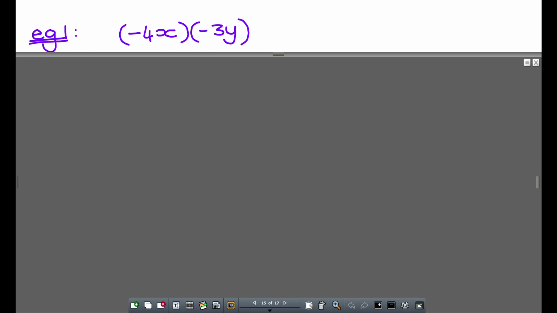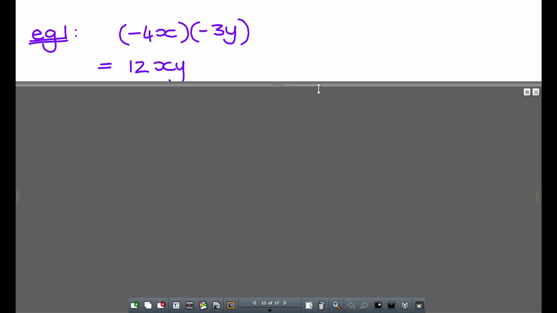Okay, so minus 4x and then bracket minus 3y. What's written in between here is actually a multiplication sign, a times, not a minus. What I've got to do is multiply everything in the first bracket with everything in the second bracket. So what I usually do is I first use the coefficients, meaning minus 4 times minus 3. And that's going to give me positive 12.